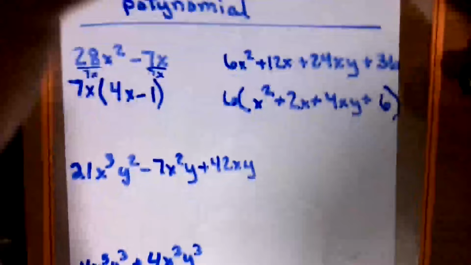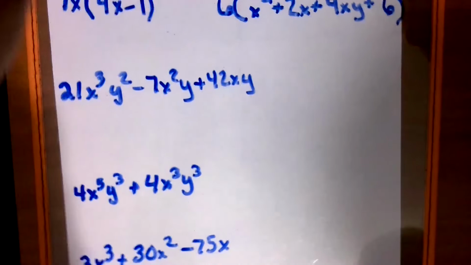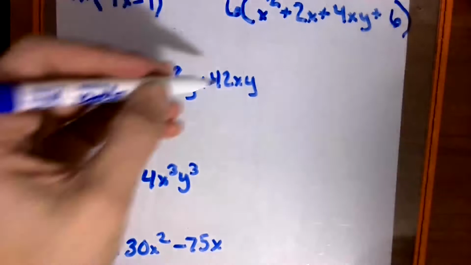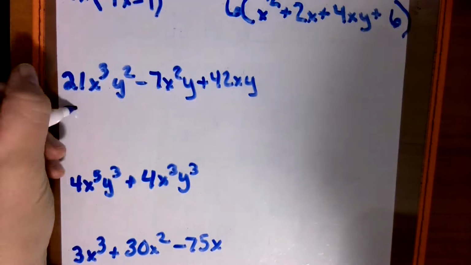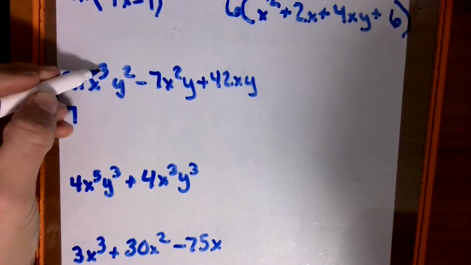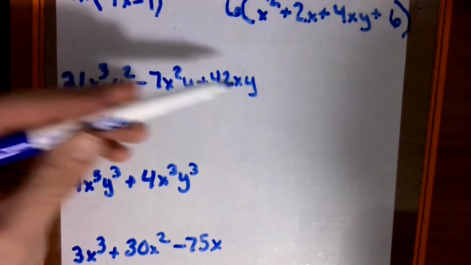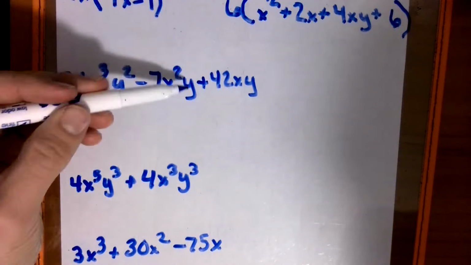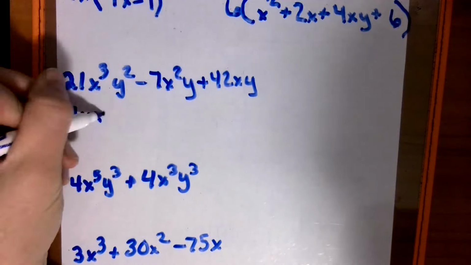And if we look at the next one down, it's a little more complex because I have a 21, a 7, and a 42. Well, I see a 7 in common. And this has got three x's, x to the third, x to the second, and an x, so I can only take an x out. And this has two y's, that has one y, that has one y, so I can at least take one y.